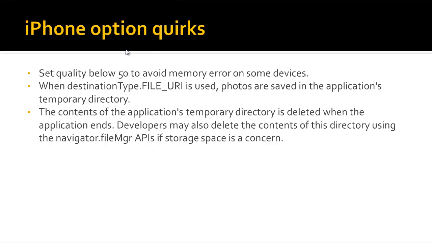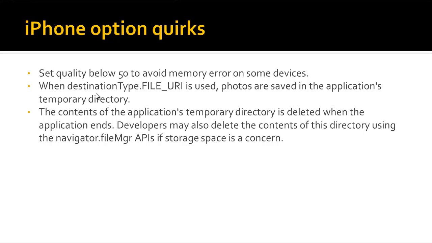The iPhone also has some quirks with our optional parameters. It sets the quality of the image to be 50% or below to avoid memory errors on some devices. Obviously the newer iPhones have amazing cameras on there, HD and all the rest of it, and with the base 64 format, that is going to cause some serious memory errors and could crash the application. So with the iPhone, it sets it to 50% or below.